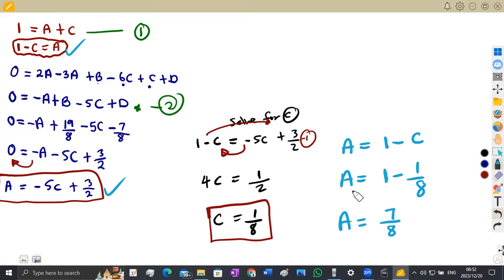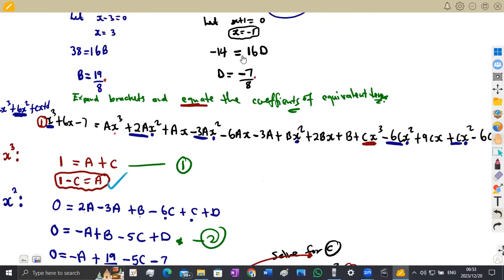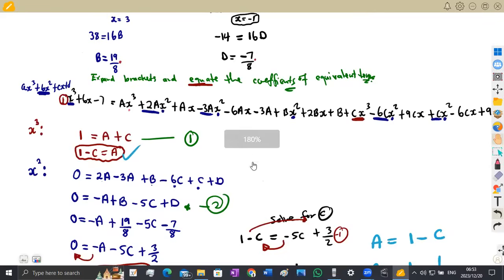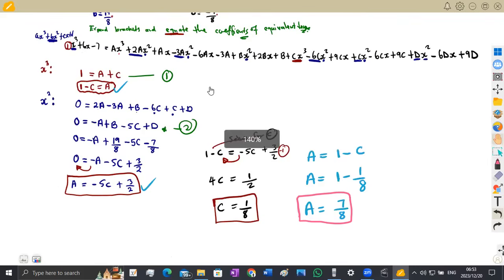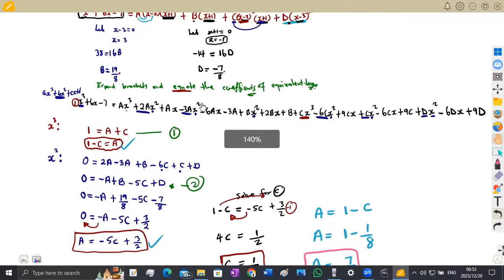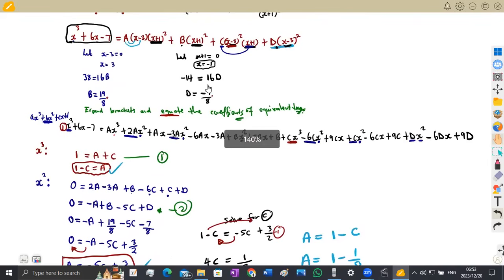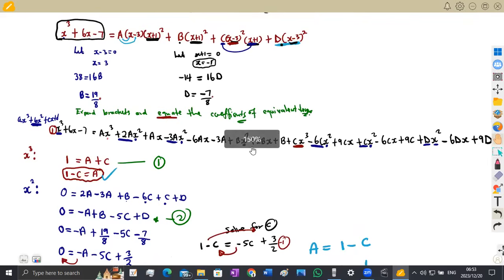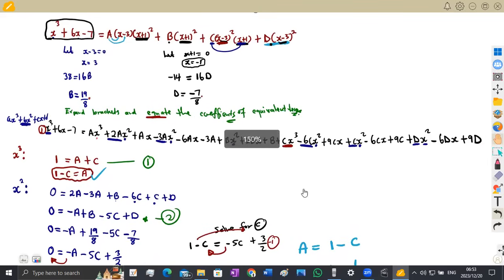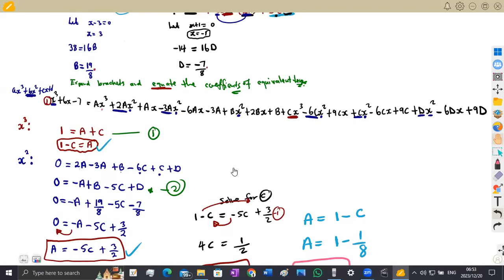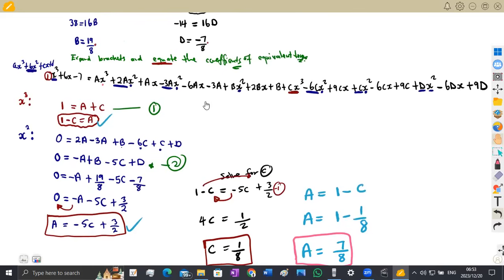So we have all the values A, B, C, and D. All the values are there. Once you have these values, this is your partial fraction. You apply your partial fraction in the process of solving this and that. We've solved that. We have your A, B, C, and D. After that, we go back to the topic.